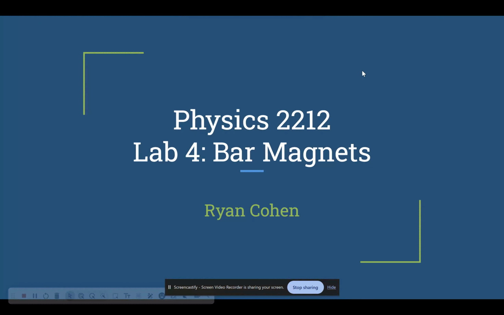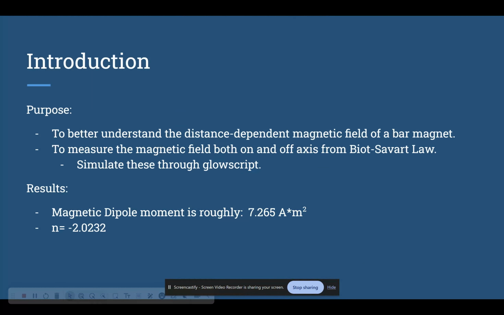Alright, so this is the fourth lab, bar magnets. The purpose of this lab was to better understand the distance-dependent magnetic field of a bar magnet and to measure the magnetic field both on and off axis from Biot-Savart law, and we want to simulate these through GoScript.